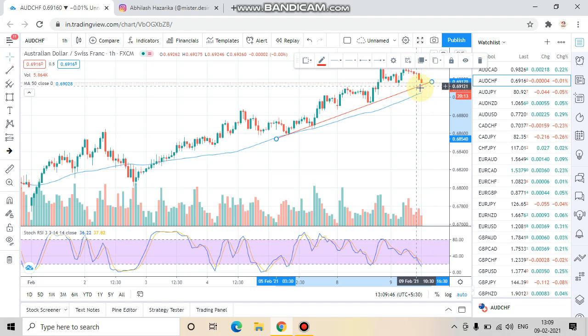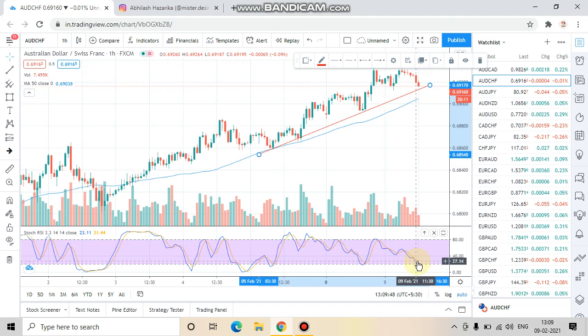So if it bounces from this particular point, then stochastic RSI will also give us a buy signal. Then yes, it will be a buy point at this trend line if it bounces from here. Yes, and you need to stay on the trade till it reaches this particular oversold zone. So buy can be 0.6914 and your exit will be 0.6931, or price till it reaches the overbought zone.